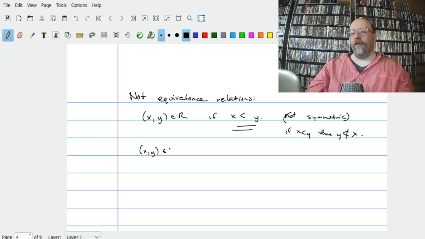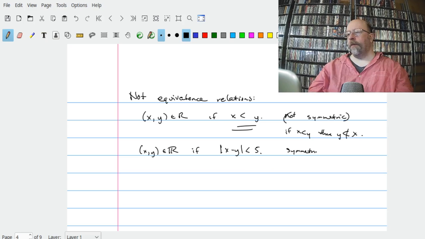(x, y) is in R if... I'm trying to think of an example of something that would be symmetric but not reflexive or transitive. So something that's symmetric but not transitive. If the absolute value of x minus y is less than 5, that's symmetric, because if the absolute value of x minus y is less than 5, then the absolute value of y minus x is less than 5. But it's not transitive.